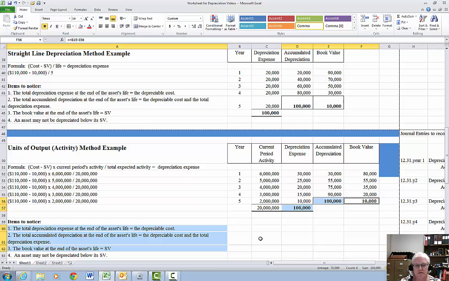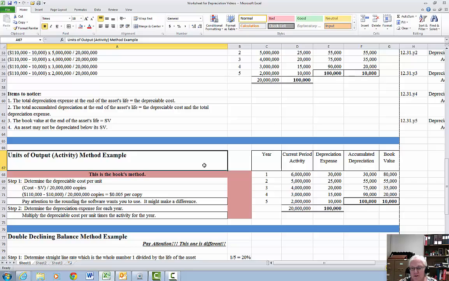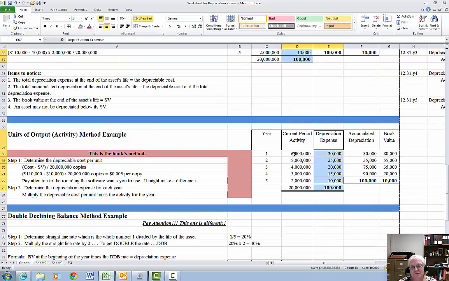Okay, so that's my way of doing it. Let me show you how the book does it, because when you're working the software, you're going to need to do what the book does, or else it's not going to give you the right answer. And when it comes test time, you can work it whichever method you like. I don't care at all. In this particular case, the depreciation expense is going to be the very same numbers because I picked nice round numbers here. Rounding is what's going to cause it to be different.